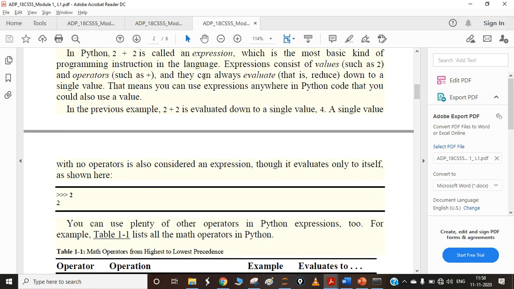Already we know the basic definition of an expression. An expression is nothing but a combination of operator and operand. The operator specifies what operation is to be performed on the operand. Here plus represents that on these two operands we should perform addition. One more thing we have to remember: expressions are always evaluated to a single value. That means 2 plus 2 is evaluated down to a single value, which is 4.